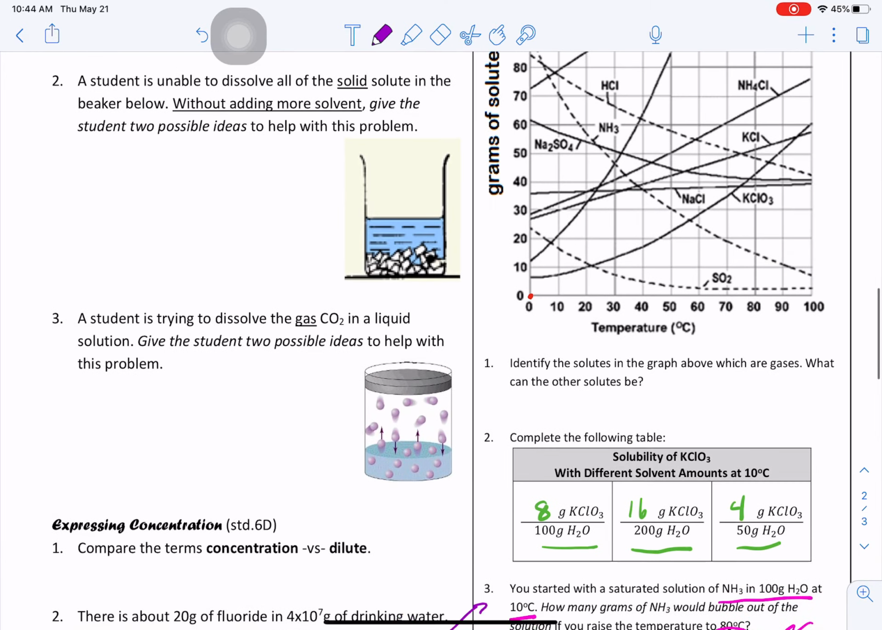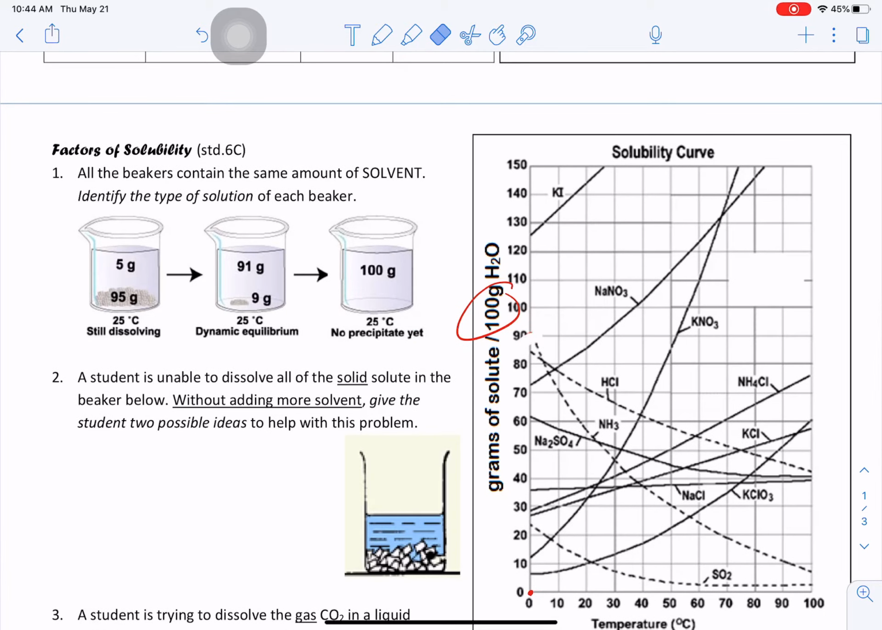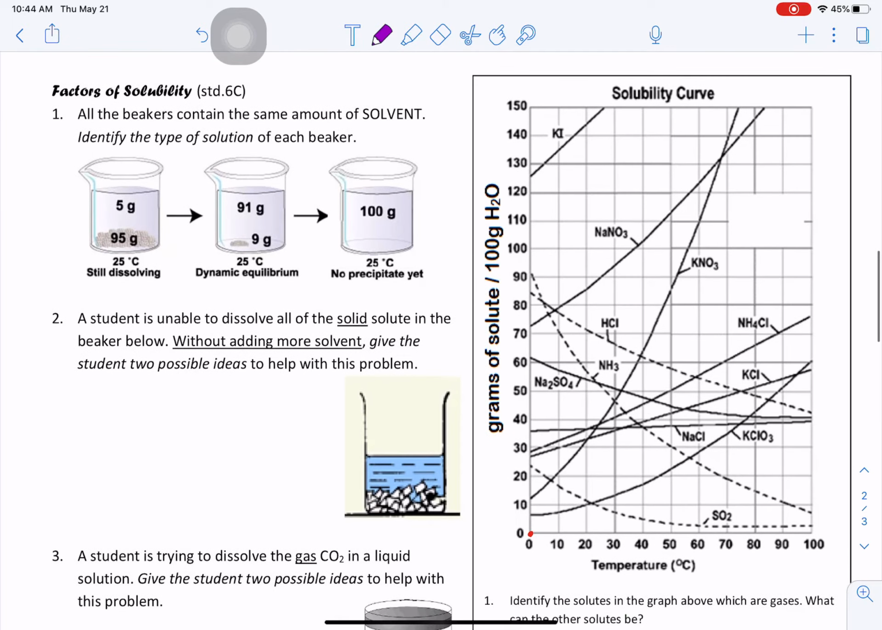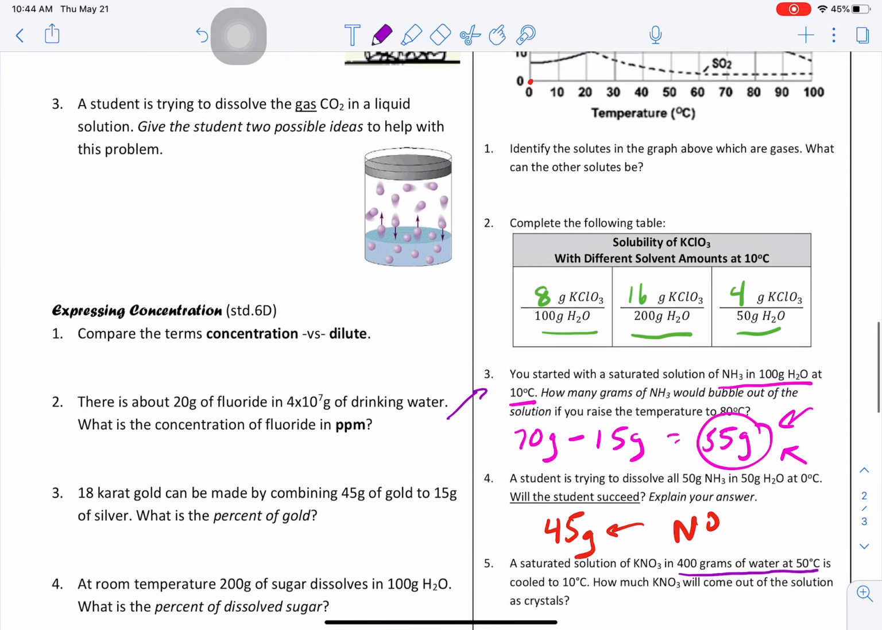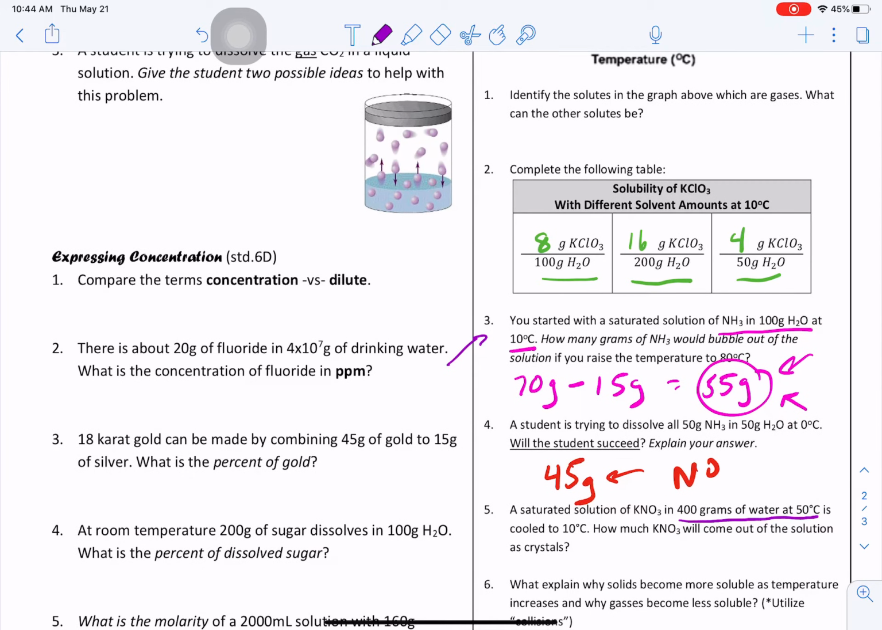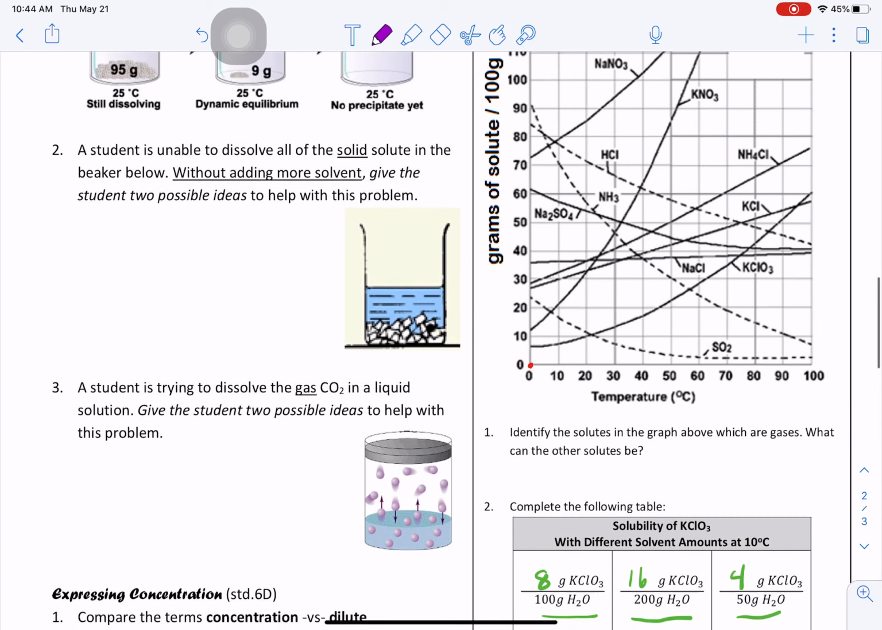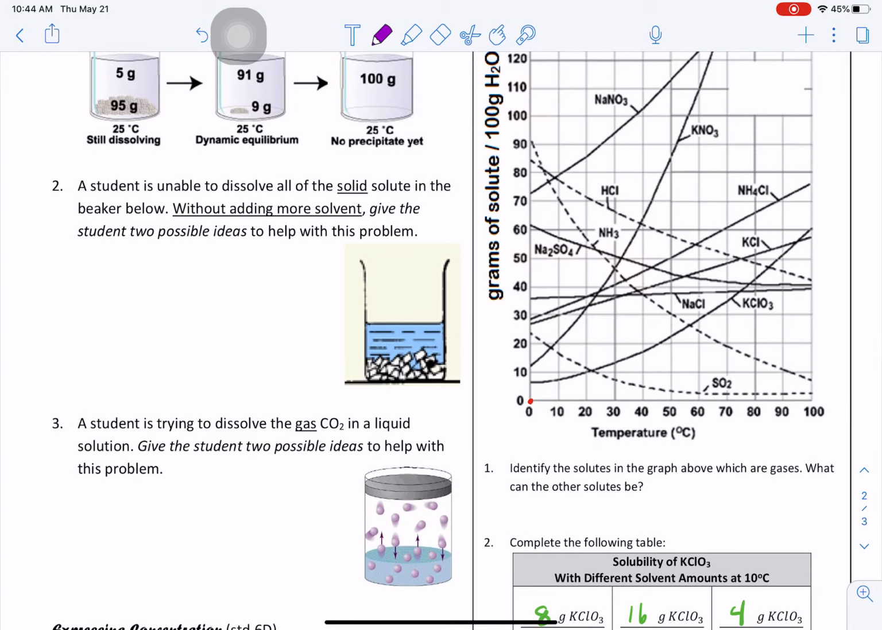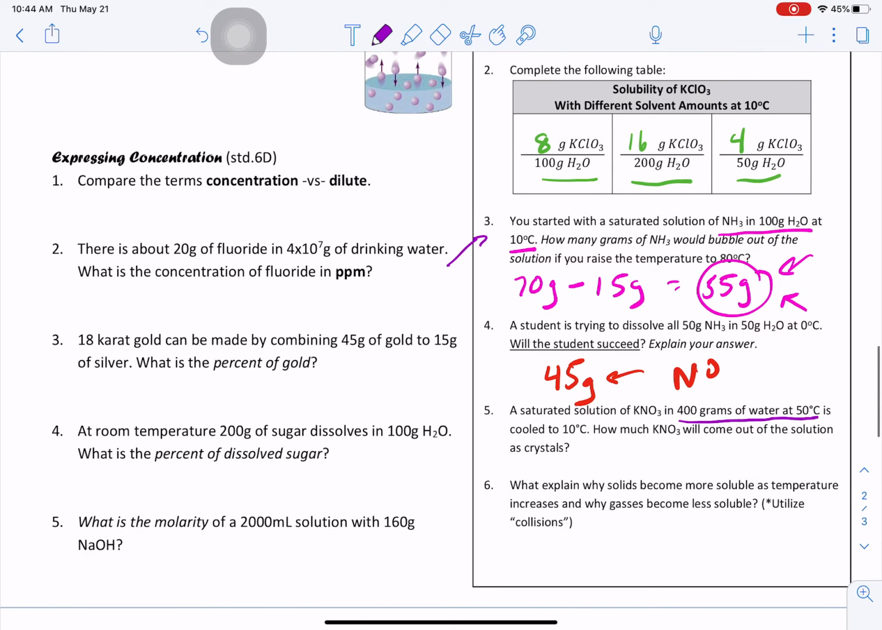Now, we're not in 100 grams of water. We're going to be in 400 grams of water. So wherever we land on the line, we have to multiply that by 4. It says at 50 degrees Celsius, and it's KNO3. So 50 degrees Celsius, KNO3 is right here. That's going to be 85. It would be 85 grams in 100 grams of water, but we're dealing with 400 grams of water. That's 4 times the amount of solvent. That means we can dissolve 4 times the amount of solute.